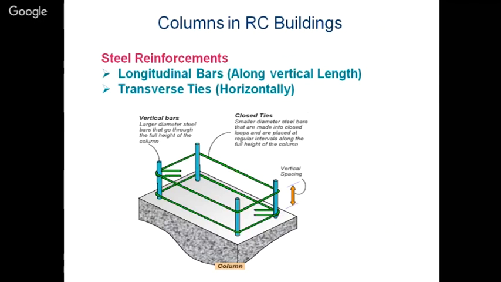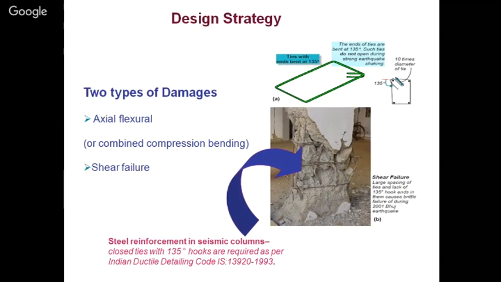Steel reinforcement in columns of RC buildings: it has been shown here that the links are being rounded up inside. They are having 135 degree hoops, longitudinal bars along the vertical line, transverse ties horizontally. So you need to maintain the vertical distance of ties properly. It should be 75 mm, or less than whatever the Indian standard 13920 code says. You are supposed to follow that.